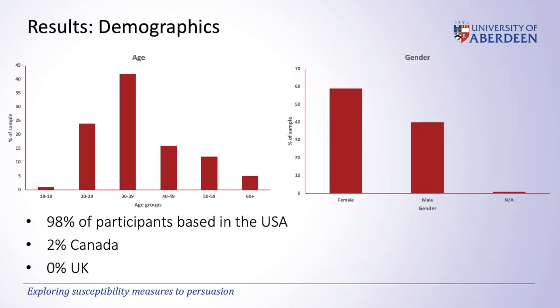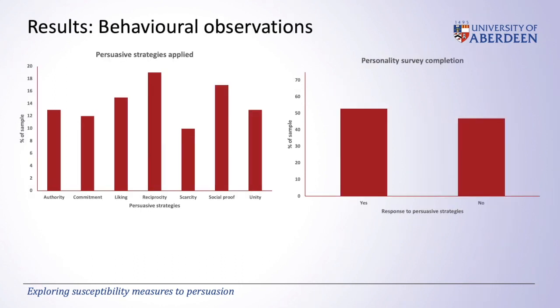The majority of participants were based in the USA and within the 30 to 39-year-old age band, and there were more female than male participants. These graphs are just to give you an indication of the distribution of persuasive strategies applied. In addition, you can see that a greater number of participants completed the personality survey compared to those who did not.